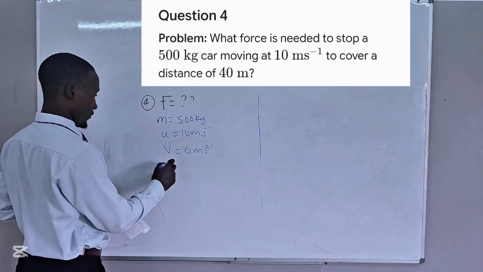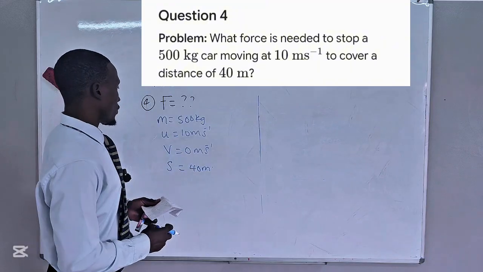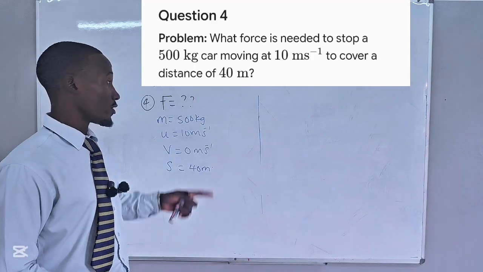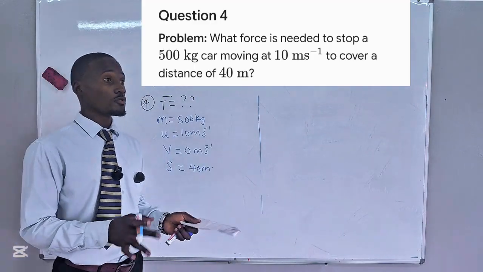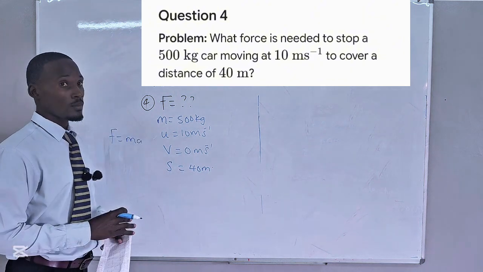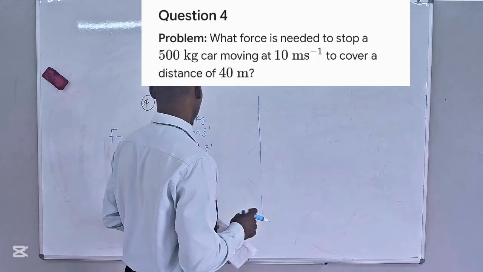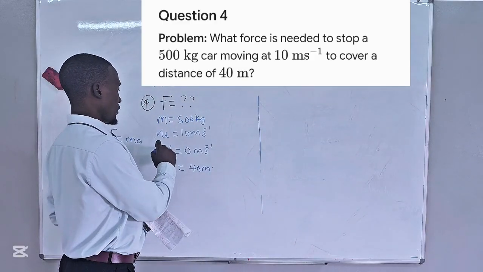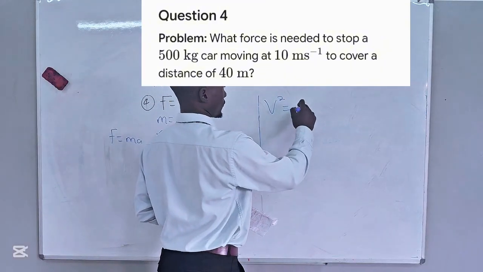So if it is to cover a distance of 40 meters, we need to first find the acceleration if we are to get the force. We cannot find the force when we don't have the acceleration. Why? Because force is equal to ma. So we need to first calculate the acceleration. Now, which equation are we supposed to use? We have u, we have v, we have s. That is the third equation.